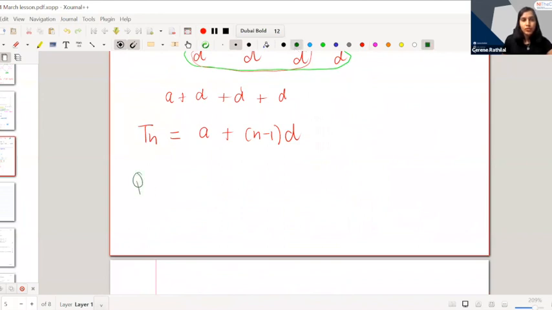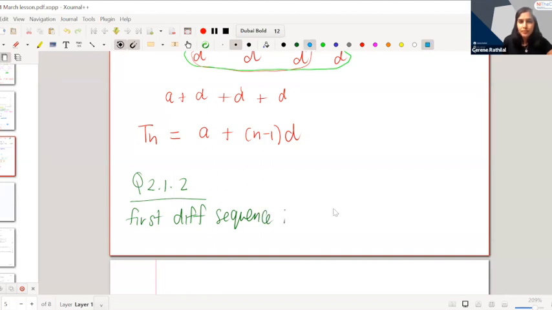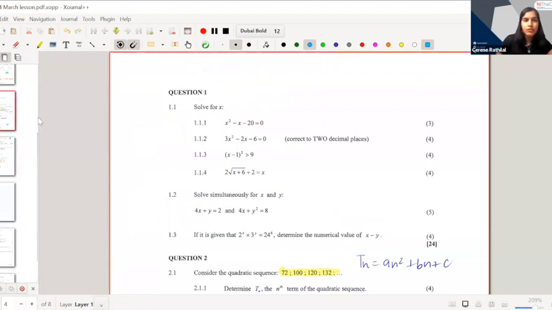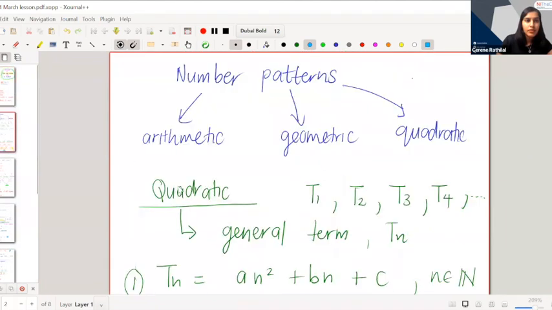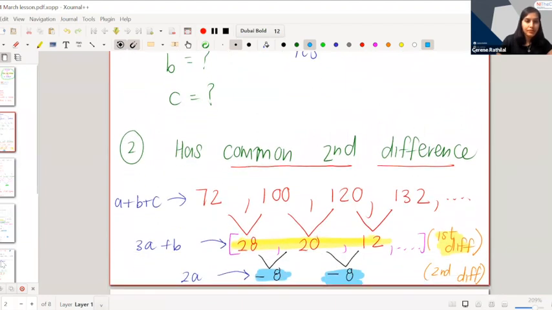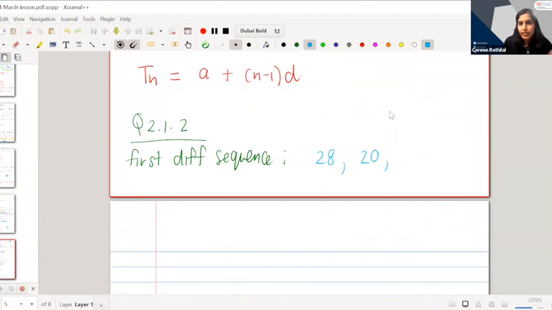This was question 2.1.2, if I'm not mistaken. We've got that the first difference sequence is given by 28, 20. What is the last term? Was it 12, right? Yes, it was 12. We had seen that it had a common difference of -8.